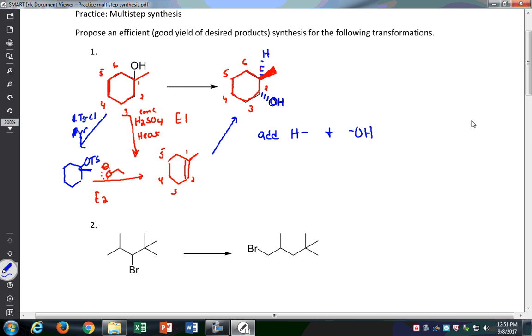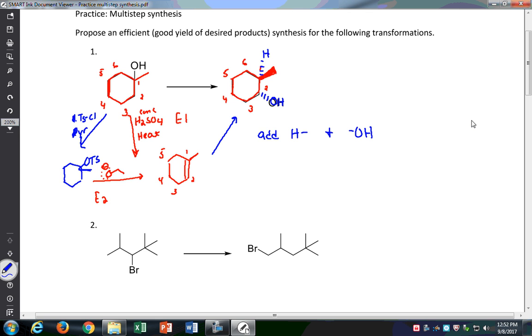Now we have two ways, well, three methods of adding H and OH, but the question is, where did we add it? Did we add Markovnikov or anti-Markovnikov? Where is our alcohol? It's anti-Markovnikov. It's on the least substituted.